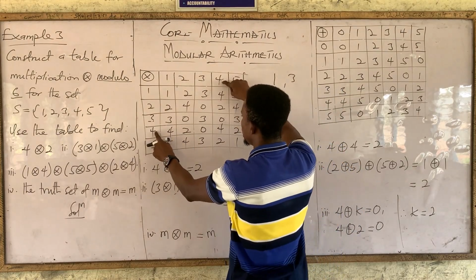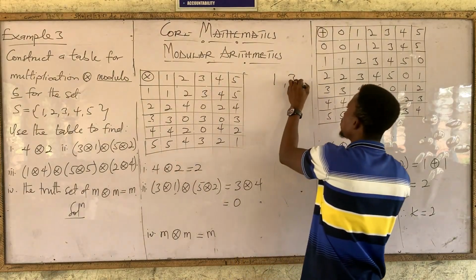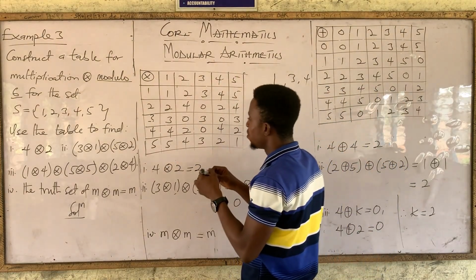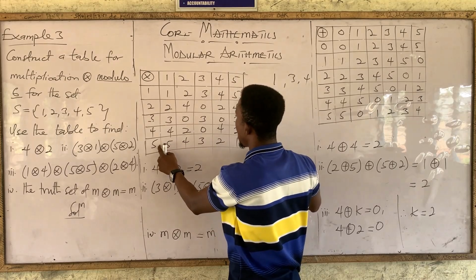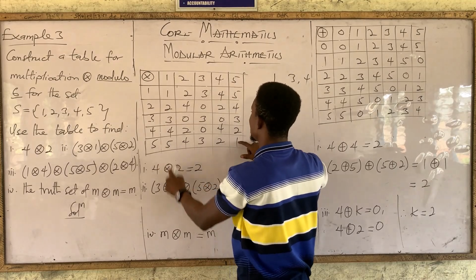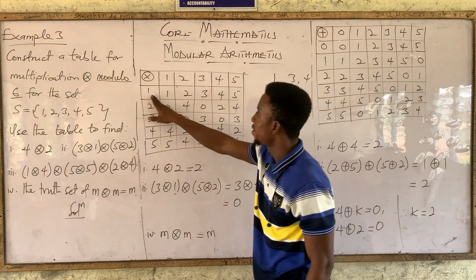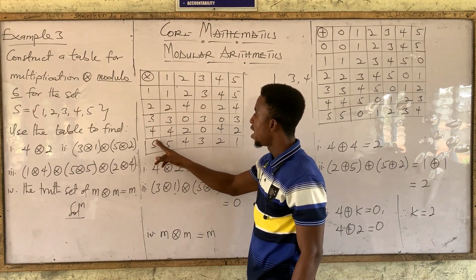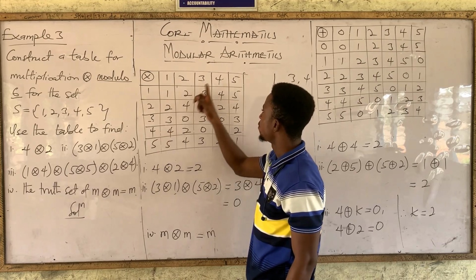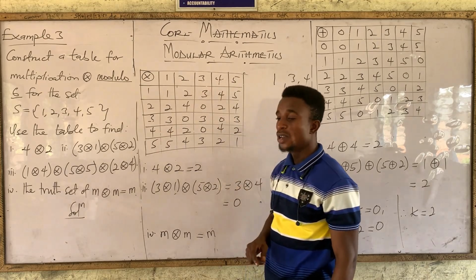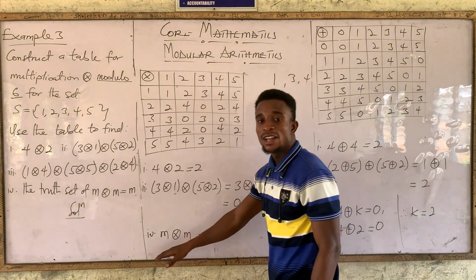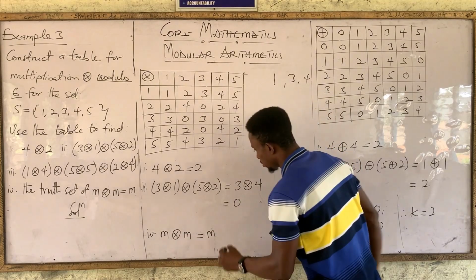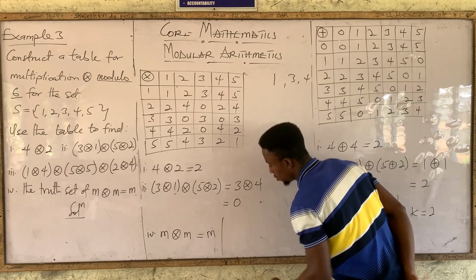4 times 4 is getting us 4. Oh, 4 is also what? Then we have that of 5. 5 times 5 is getting us 1. So 1 times 1, 1. 3 times 3, 3. 4 times 4, and that one too is 4. So the values for n are, now we say what?